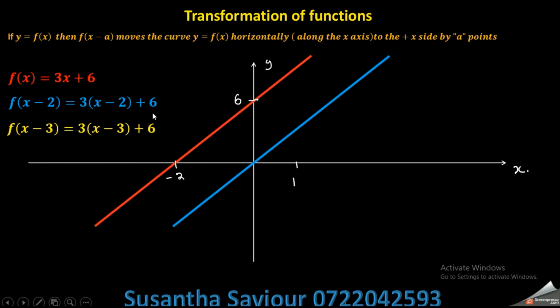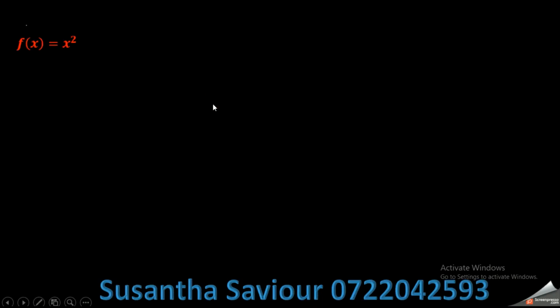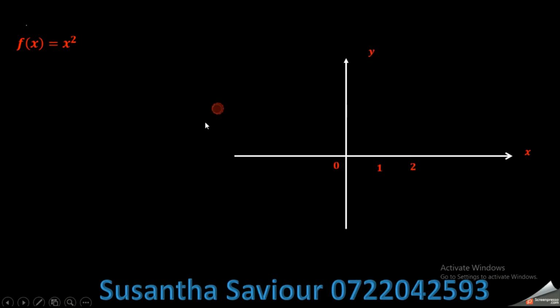Now let's see the sketch of this. Initial graph is this, and then move to right hand side by 3 points. So this will come and stay at 1 because minus 3 points. Okay, right. We will take another example and see. This is f of x equals x squared, right? Then initial graph is this. We all know this graph, f of x equals x squared.